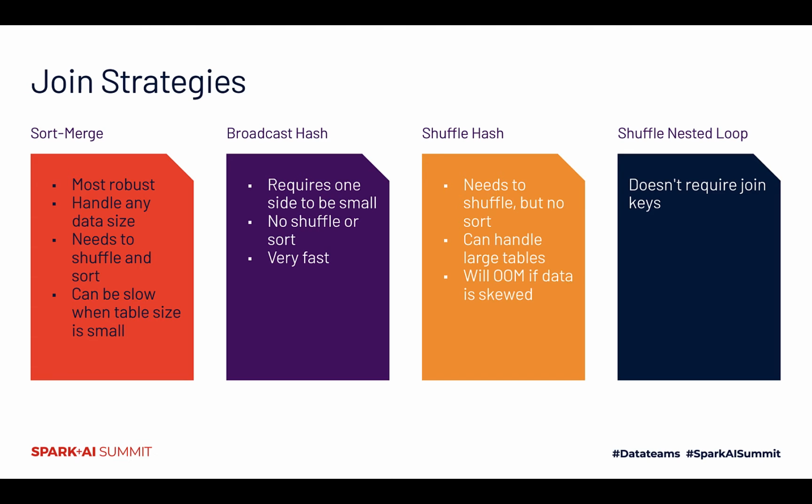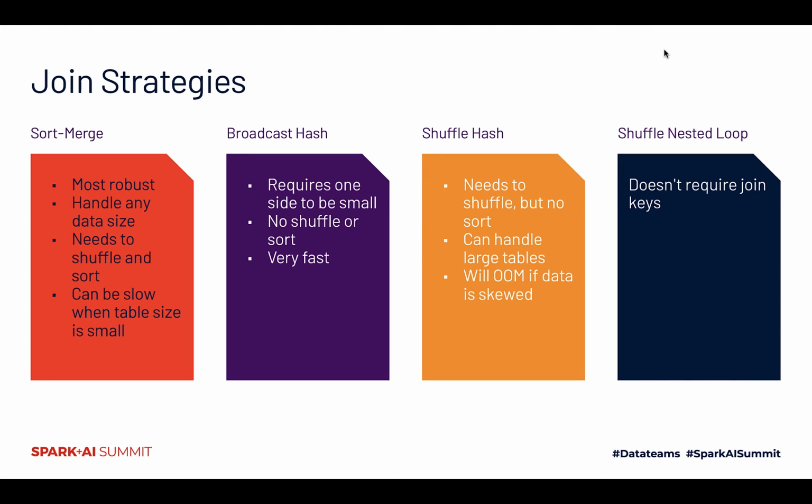The broadcast hash join is very fast and works when you're joining one large table with one very small table. By default, small means less than 10 megabytes, although that parameter can be tuned. In this case, the small table is broadcast to all of the machines in your cluster and joined with the relevant parts of the bigger table. This results in no need for a shuffle, no need for sorting, and is very, very fast, but only works when one of the tables is small.